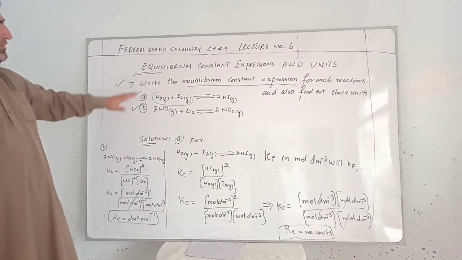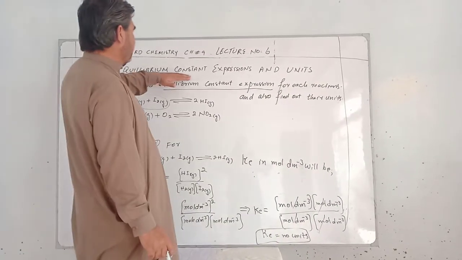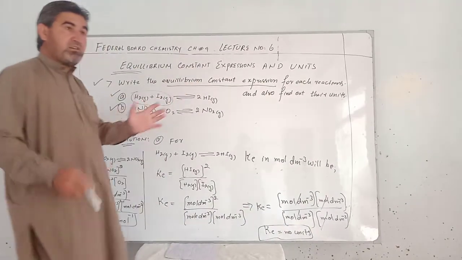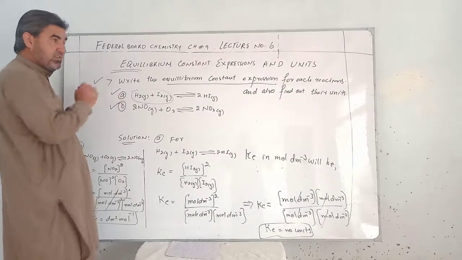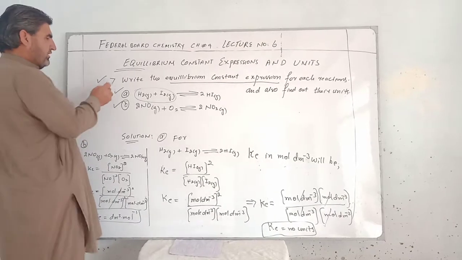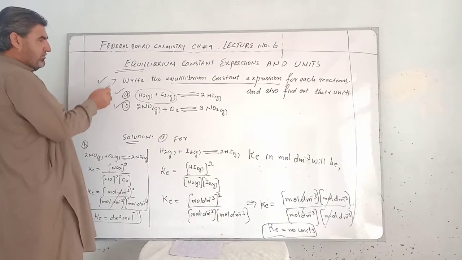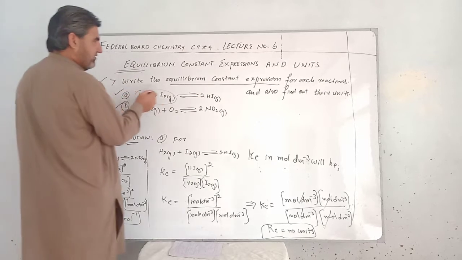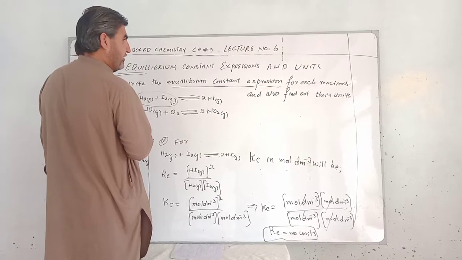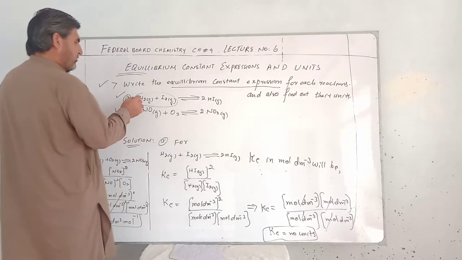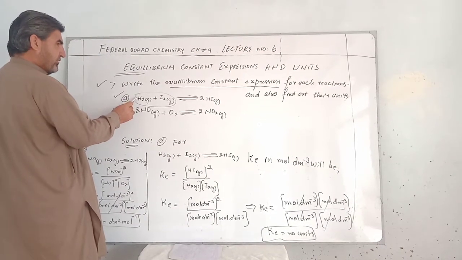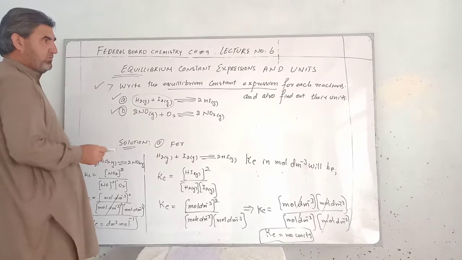Now we are going to explain the equilibrium constant expression, how we can write the equilibrium constant expression for reactions and their units. We have a question about this topic: write the equilibrium expression for each reaction and also find out their units. For each reaction, first of all we will write the equilibrium constant expression and then we will find out their units.